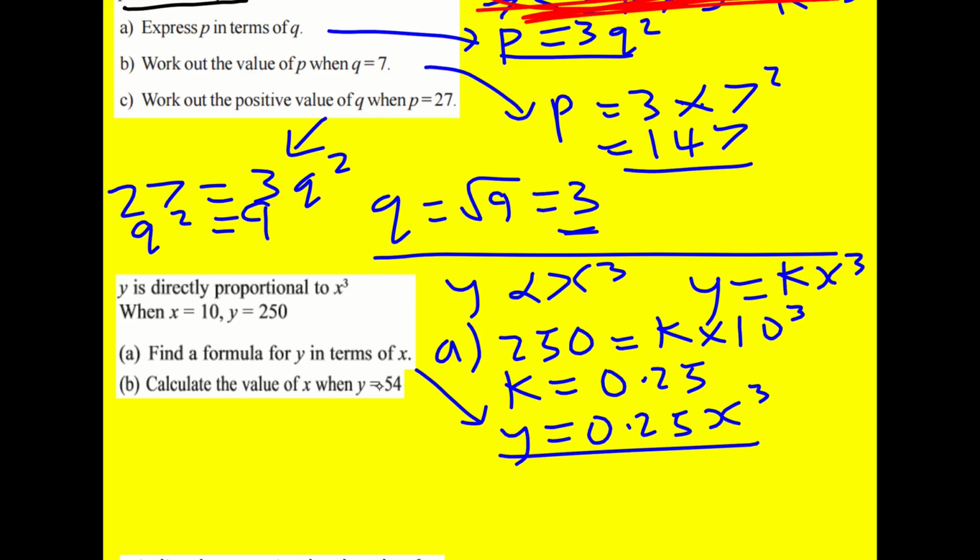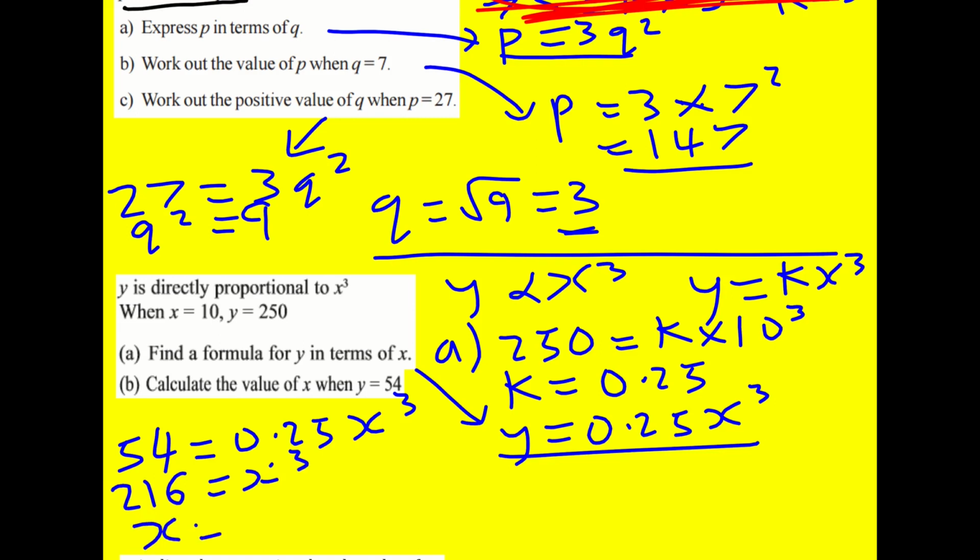Finally, calculate the value of x when y is 54. Very common sort of question. This is how it's going to be, except for a few other ways it might be tested. We're going to get that 54 equals 0.25 x cubed. I can divide through by 0.25, which is the same as timesing by 4, which is going to give me 216 equals x cubed. x is the cube root of 216. Now this is nice, 216 is actually a cube number, and the answer is going to be 6.